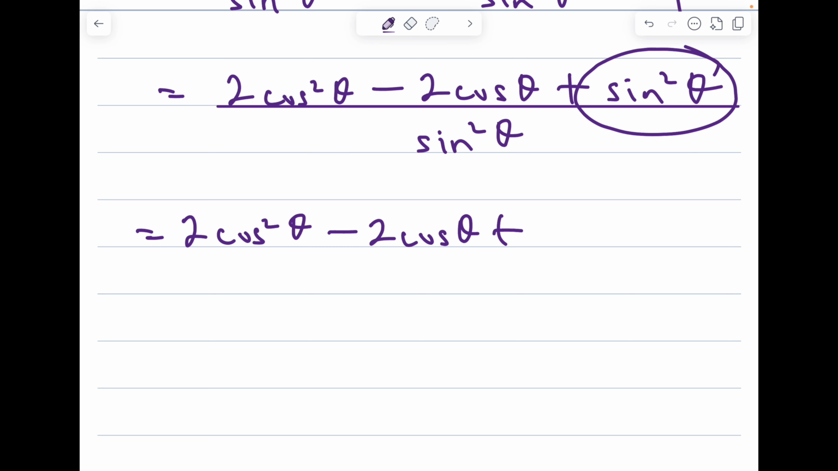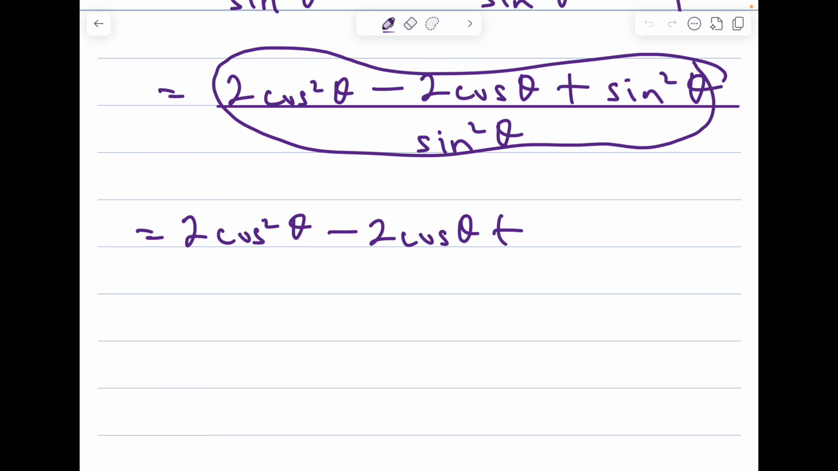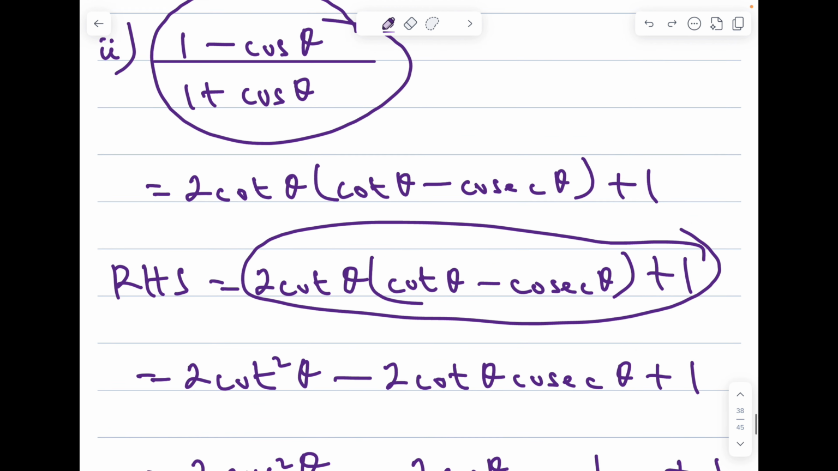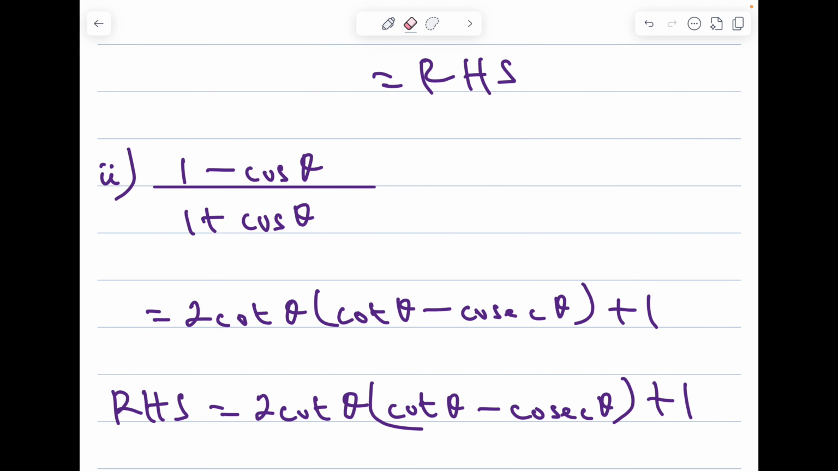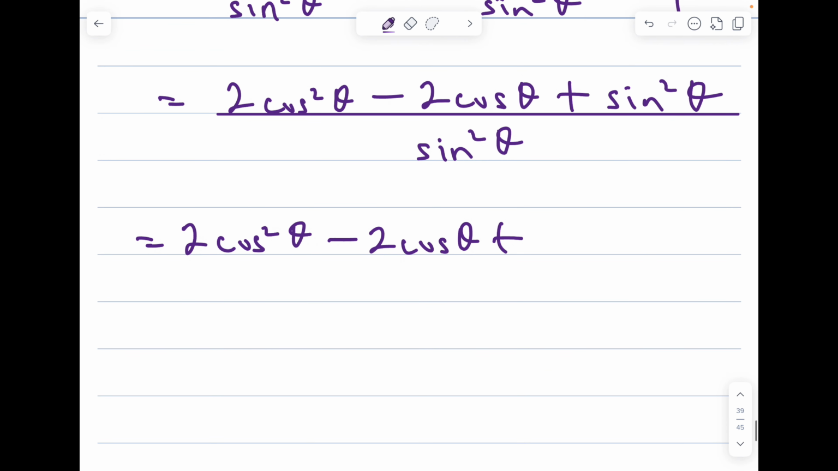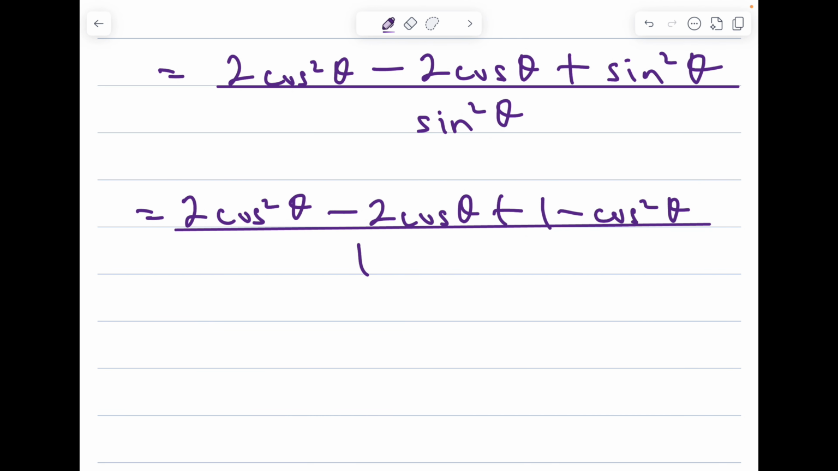So I'll find a way to get rid of this sine square theta. I'll make sure that everything here is in terms of cos theta, because that's the only trig ratio on the left hand side. So that's why I'm going to write sine square theta as 1 minus cos square theta. You get that from sine square theta plus cos square theta equals 1. And the denominator too will be 1 minus cos square theta, because there's no sine in what I'm showing that the right hand side is equal to.